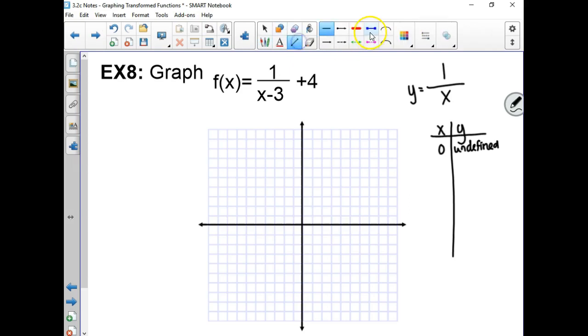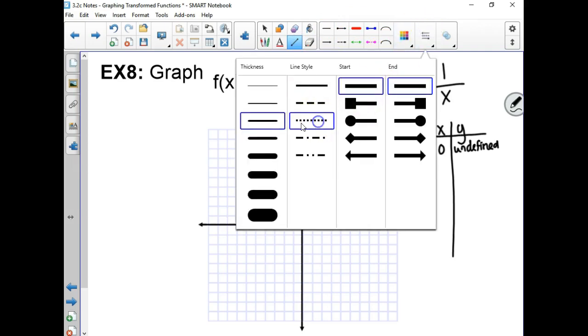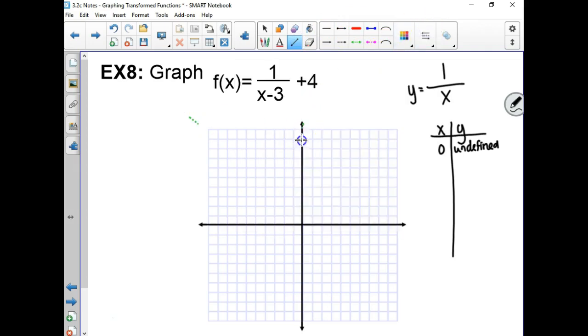I'm going to have what we call a vertical asymptote right there. So let me draw that in. Right there at the y-axis, where x equals 0, I'm not going to have anything. If I plug in the number 1, I get 1 over 1, which is 1. I can graph that point, right?